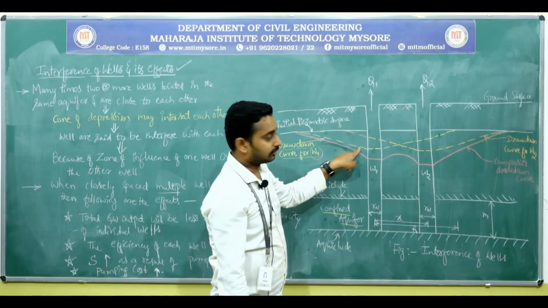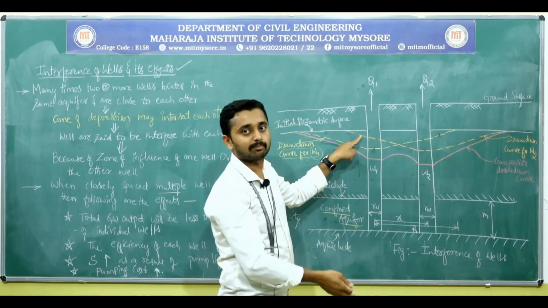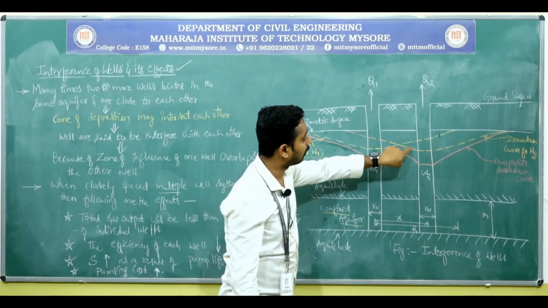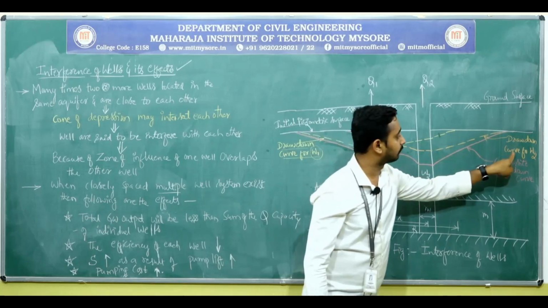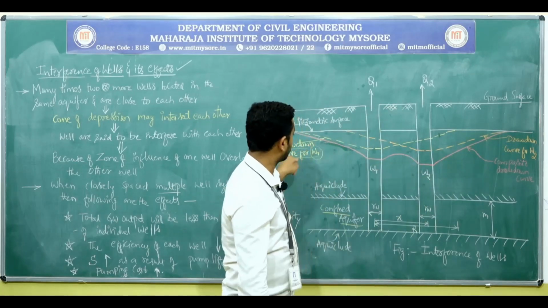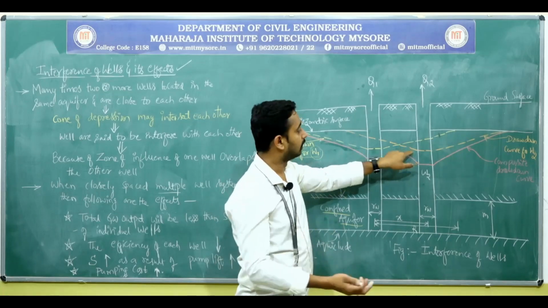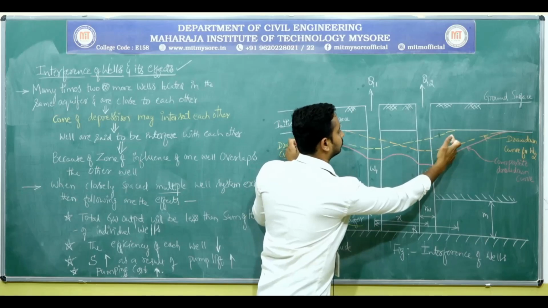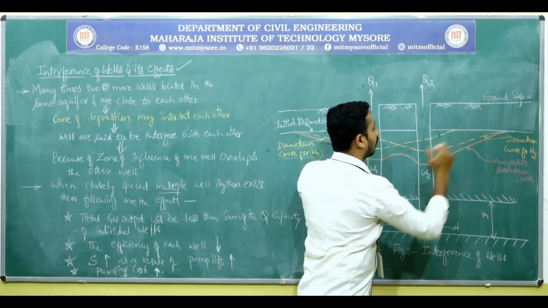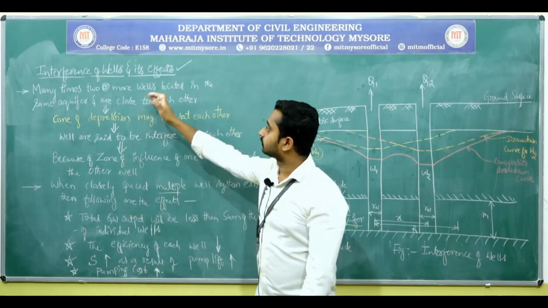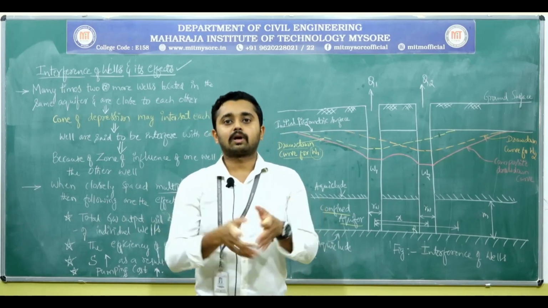The yellow color zone of influence is interfered with, overlapped by the drawdown of well 2, correct? So this is the drawdown curve for well 2. Yellow color is the drawdown curve for well 1. Orange color is the drawdown curve for well 2. So this zone is influenced by, overlapped by this orange drawdown curve. So this is what interference of wells is. Interference is nothing but overlapping.